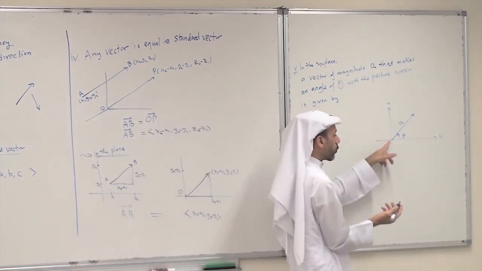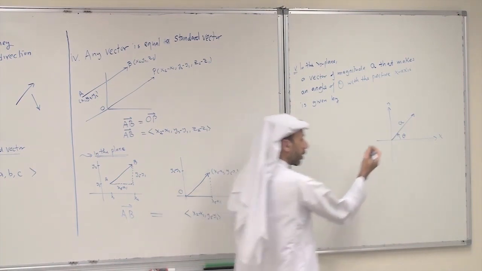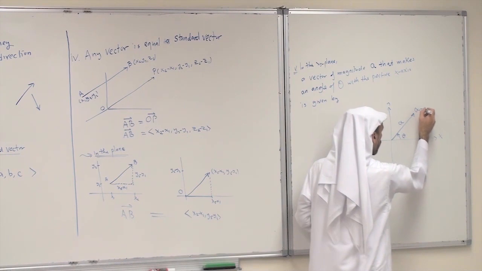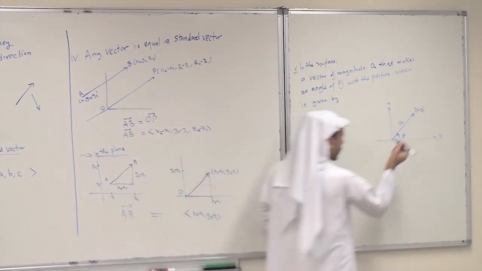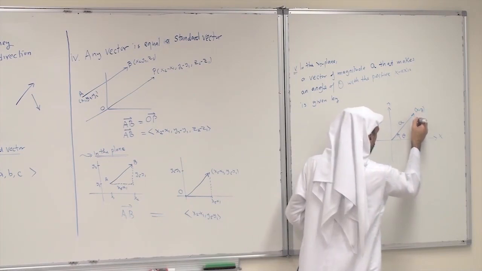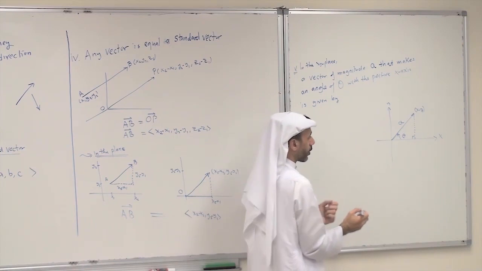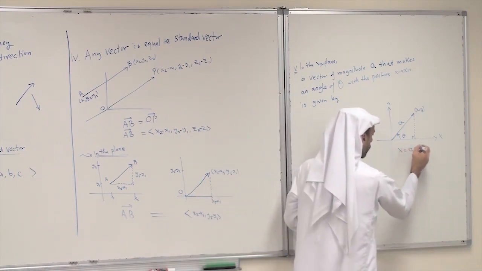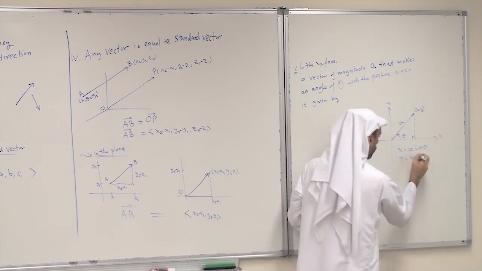Now here the vector starts from the origin, so really it is a standard vector. So to find the vector here, I need to find the terminal point, x and y. And to find x and y, we just construct a right triangle. And from this right triangle, I notice that x equals A cosine theta and y equals A sine theta.